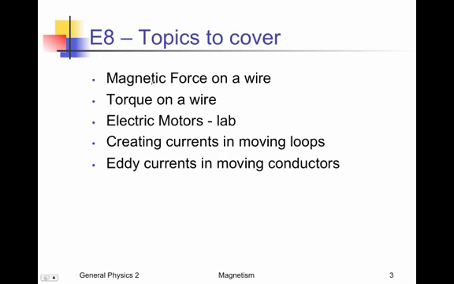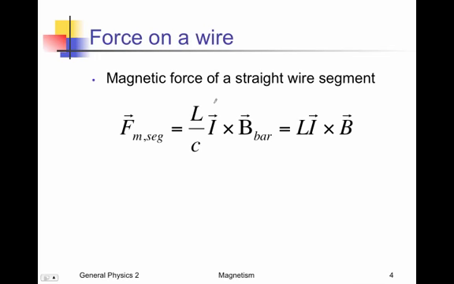In Chapter 8, we learn about magnetic forces on a wire, torque on a wire, an application of torque on a wire, which we'll study and we'll need to use for our bike project about electric motors, creating currents in moving loops, and eddy currents in moving conductors.